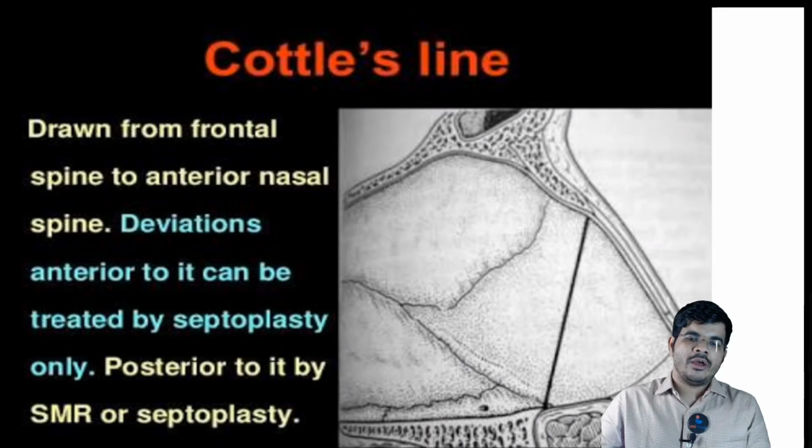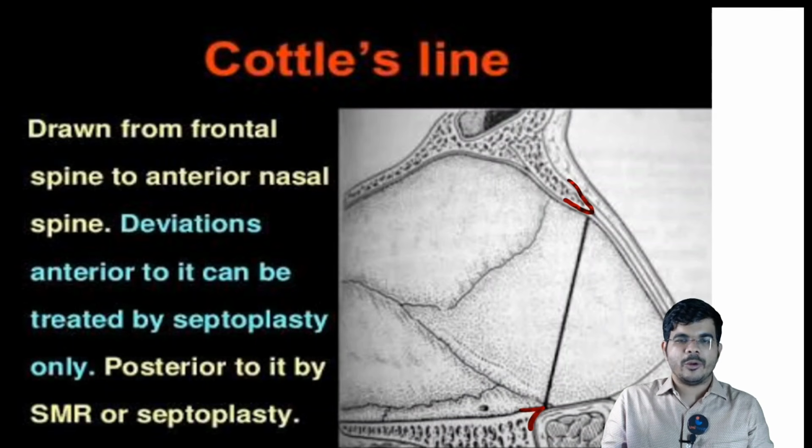Okay, now there used to be an olden dictum that whenever you are having a deviation anterior to the Cottle's line, this is the Cottle's line, okay, between the nasal spine of maxilla and the nasal spine of frontal bone. Okay, between them, when you draw a perpendicular line, if there is a deviation anterior to it, it can be treated by septoplasty alone. Posterior to it may require SMR or septoplasty. Okay, nowadays SMR is not at all done. Okay, it is done only if there is a gross deviation, and when you feel that there will be recurrence to septoplasty, only then you are going for an SMR. Nowadays it is always a dictum to do an endoscopic septoplasty.